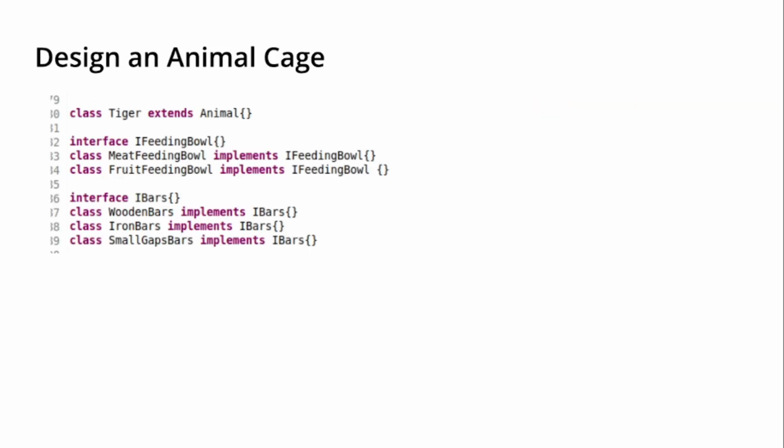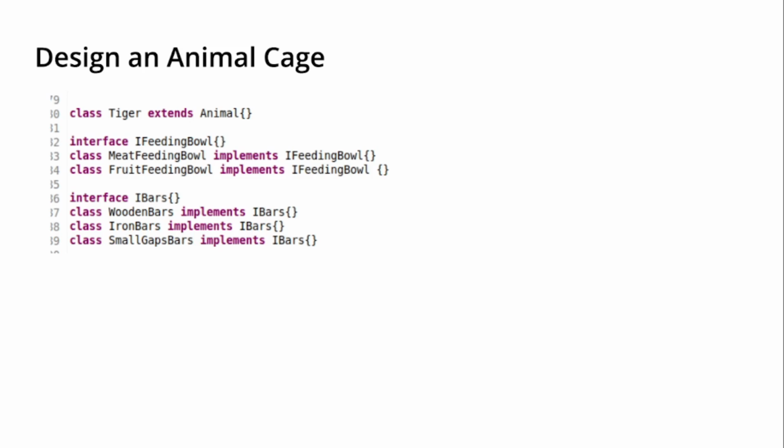Okay, so now we have seen the animal. Now we want to define the animal cage. How would the cage look like? So this is the class tiger which is extending animal. Again, let's say there is a class hen which is extending animal. It's not written here, but we'll see this also.